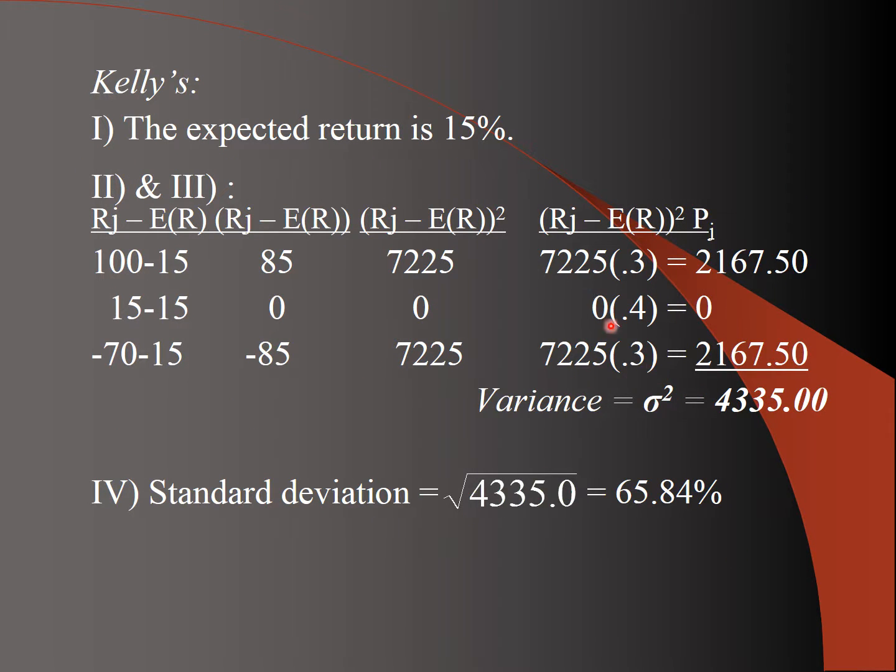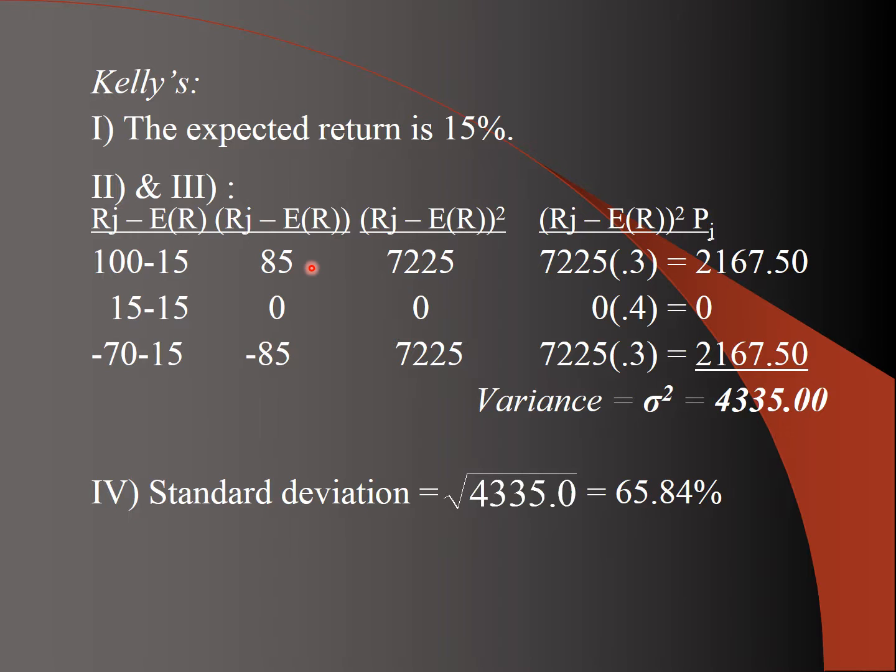So here we have Kelly Services. The expected rate of return, as we said, we already calculated, is 15%. So now I put steps 2 and 3 together in one table. Step 2 said what we want to do is take each of the projected returns for the stock. So for Kelly Services, remember with the booming economy we had a 100% possible rate of return. For normal it was 15, and for recession it was a negative 70. And from that we want to subtract the expected rate of return to obtain our set of deviations. So I just subtracted to get my 85 here, 0 and negative 85.